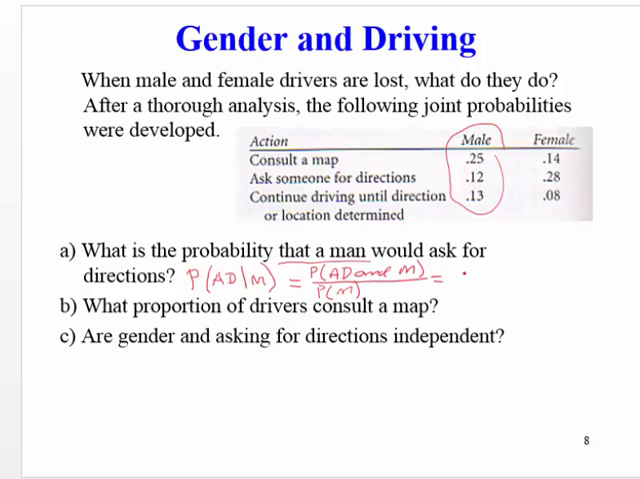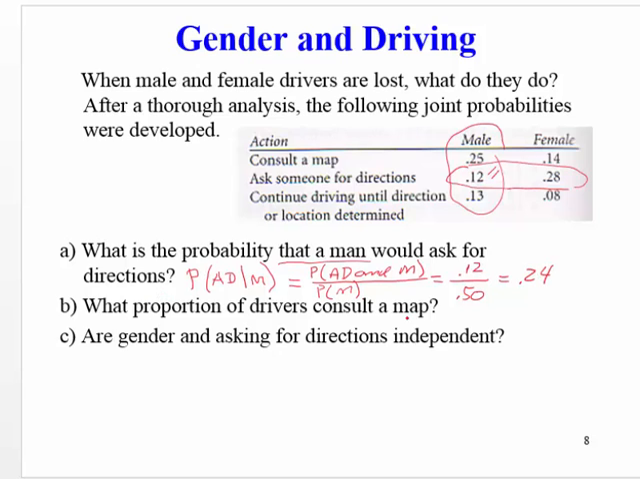So that's equal to, well, the probability of men, if we add up all these, that's 50. It's 50, half men, half women. The probability of ask for directions and male, well, that's the intersection. Here's all the people who ask for directions, so the intersection is right where they meet. So it's this one, 0.12, and that's equal to 0.24.